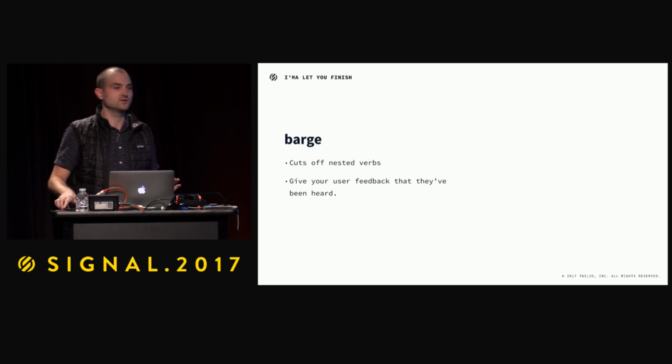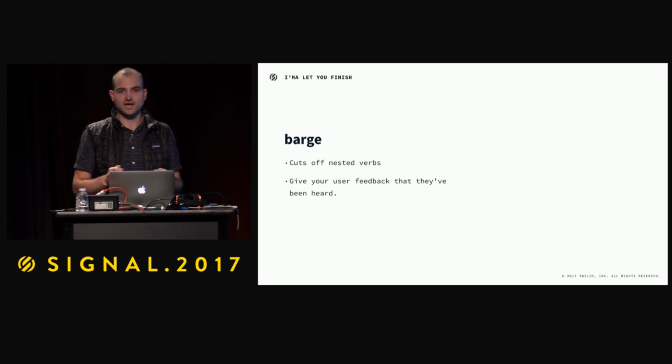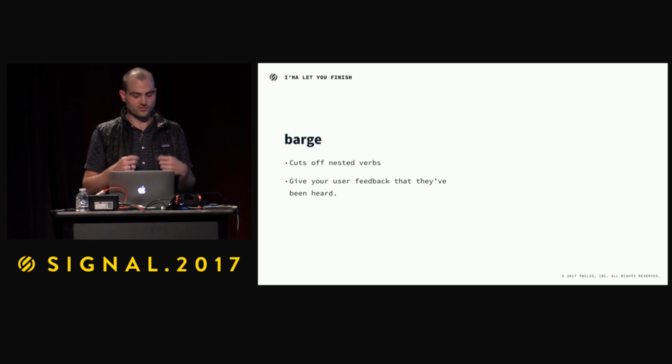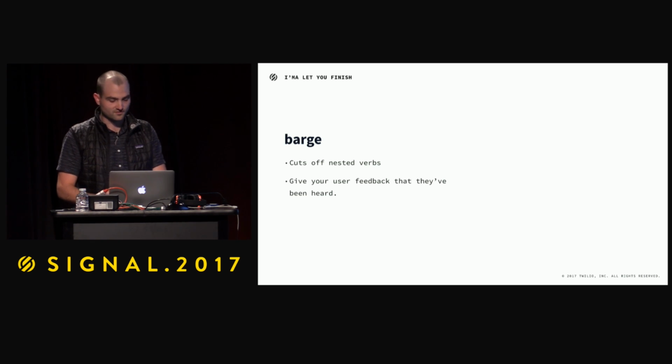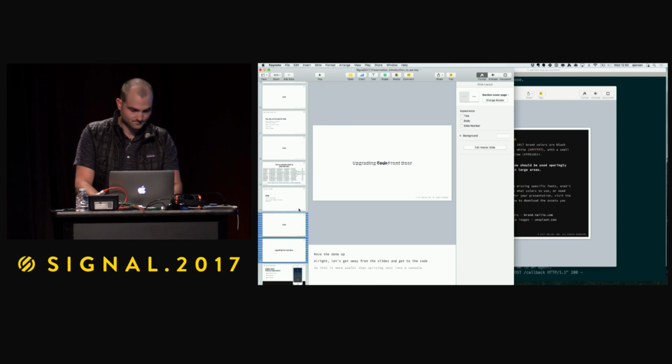Cool. So you can configure whether or not you want to cut off all the nested verbs within your Gather. So if you have a really important message you want to make sure your user hears the whole thing, you can flip Barge to false. Otherwise, you can flip Barge to true. But pretty useful either way.